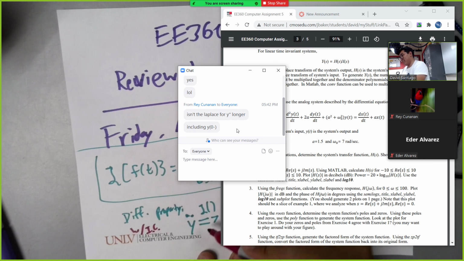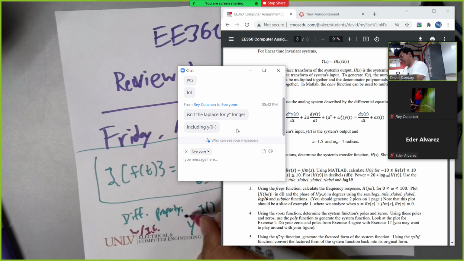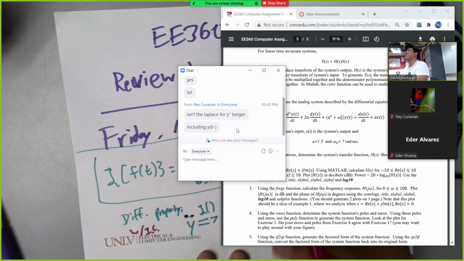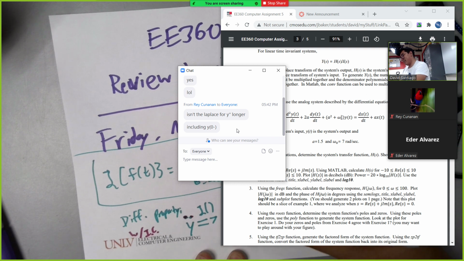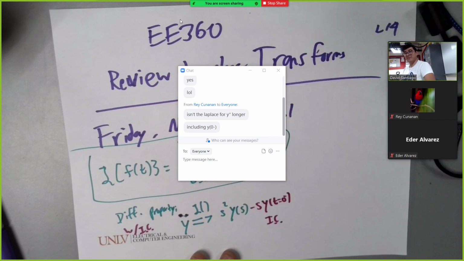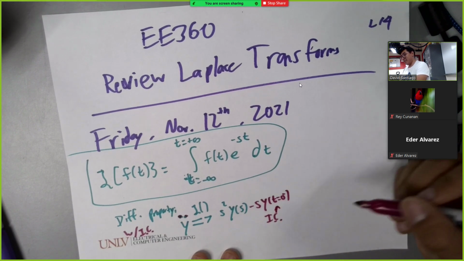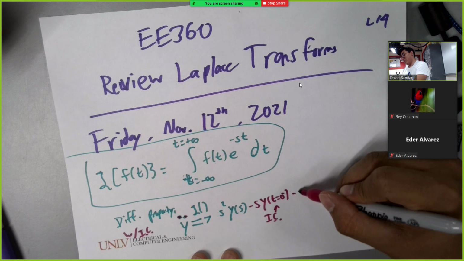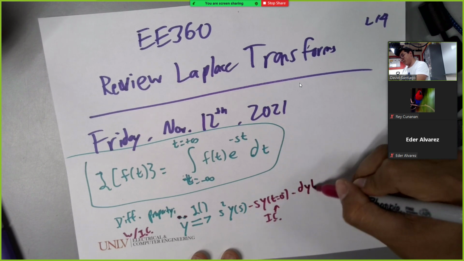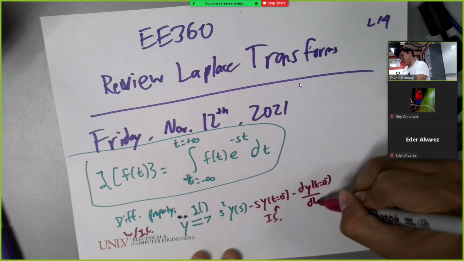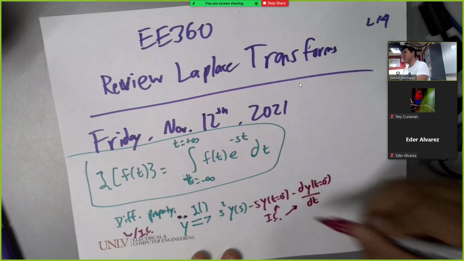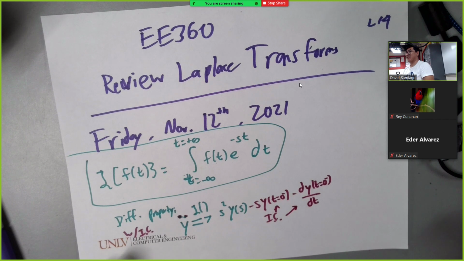Okay, before we do that, we have this double differentiation, right? One, two, which we can transform into s squared Y of s minus s y of t equal to 0, minus, right? That's an IC. Remember that? IC, right? And then minus dy of t equal to 0, minus dt, right? ICs. So, okay, that's your initial conditions if you wanted to pass this class.